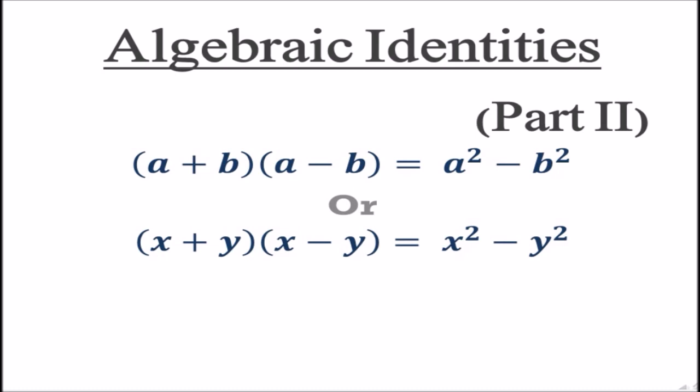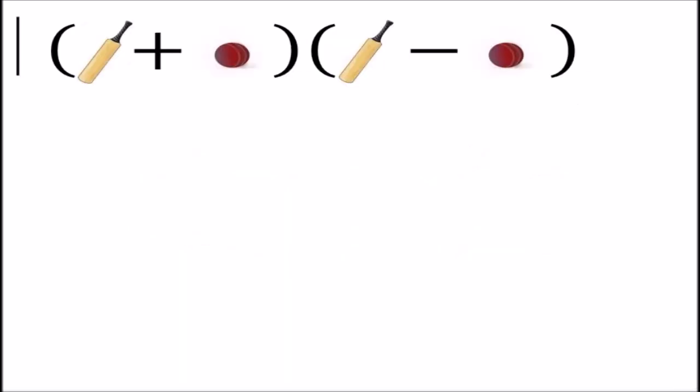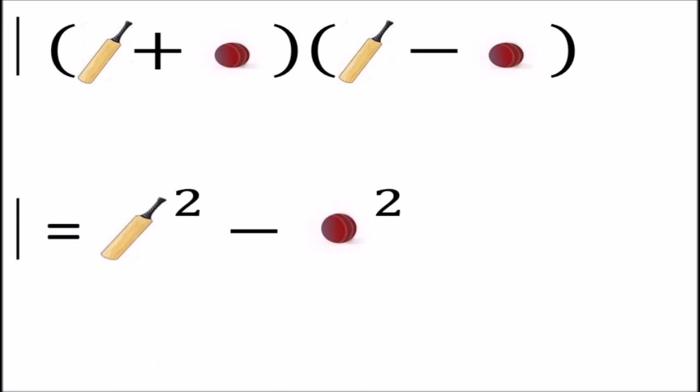The variables that have been used here are only symbols. They do not hold any other relevance. For example, we could have used some other letters as well. If we had used C and D, that is (C plus D) into (C minus D), it would have been C square minus D square. Or else, for that matter, if we had taken a bat and a ball, (bat plus ball) into (bat minus ball) would have been bat square minus ball square. So, consider these letters as symbols only.